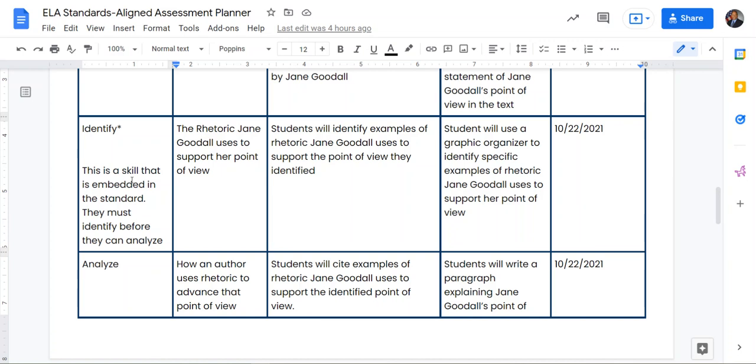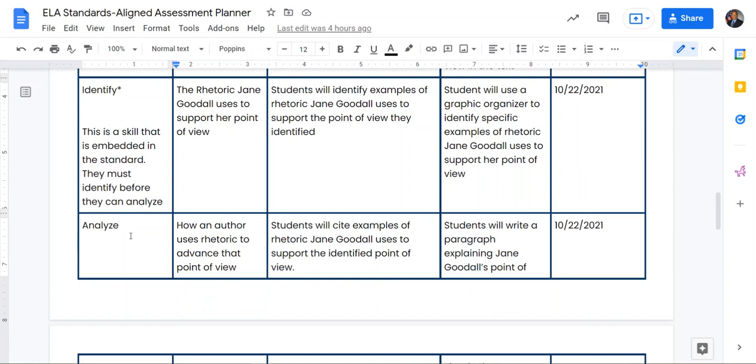So in order to provide that support, I'm going to plan on teaching them some rhetorical strategies and teaching them to identify rhetoric. So we come up with the goal, the learning target, that students will identify examples of rhetoric Jane Goodall uses to support her point of view that they have identified. So they have identified the point of view. Now they're going to identify some rhetoric that supports that point of view.